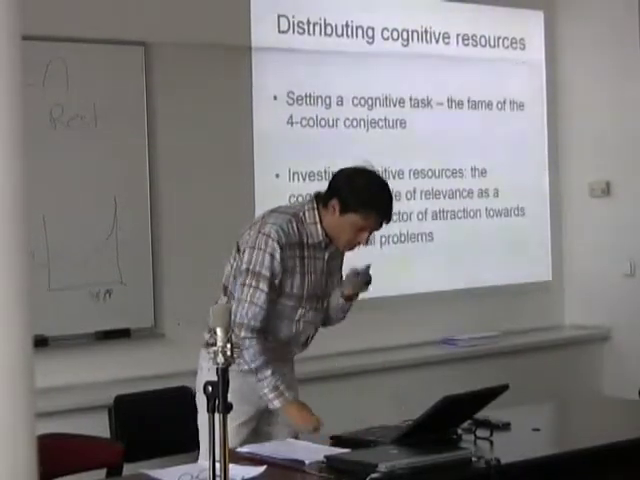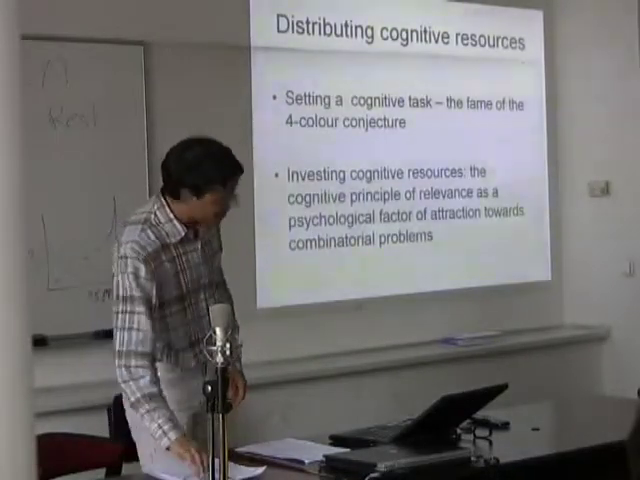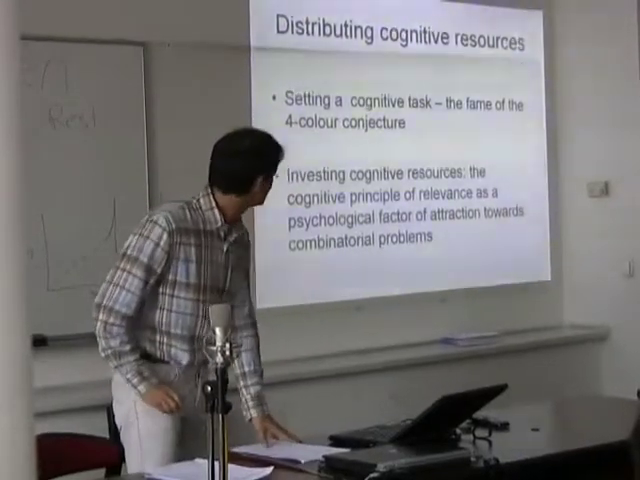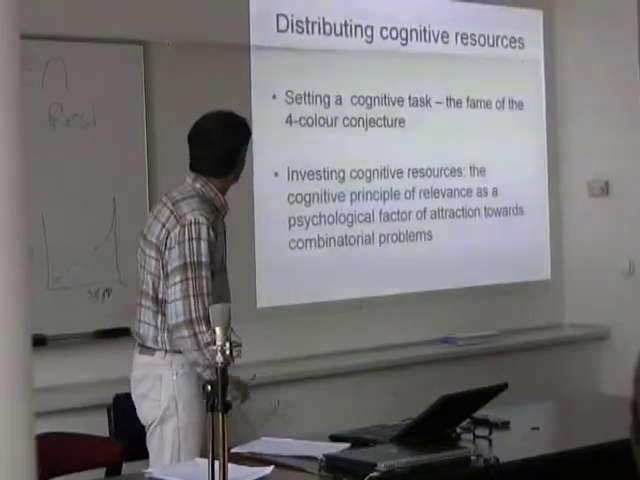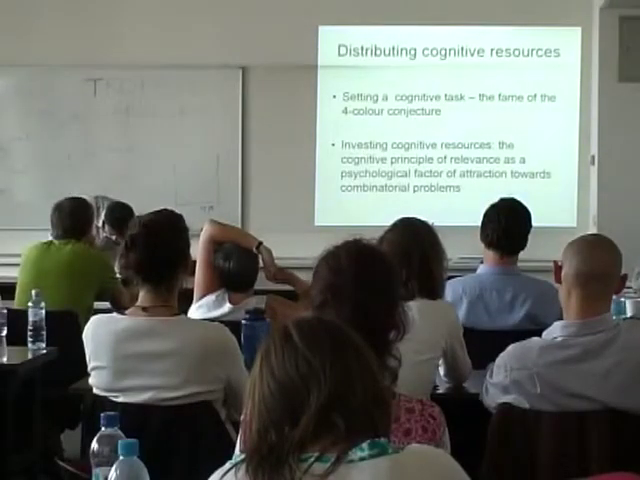Okay, so in order to understand how distributed cognitive systems arise, one first thing is to understand why cognitive resources are given to solving a cognitive task.